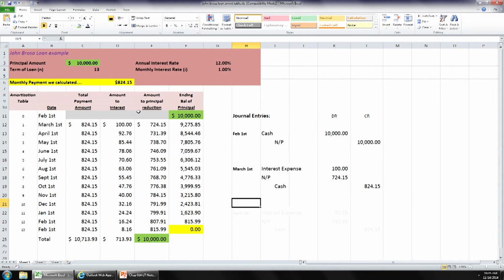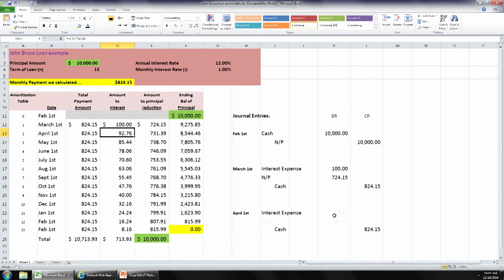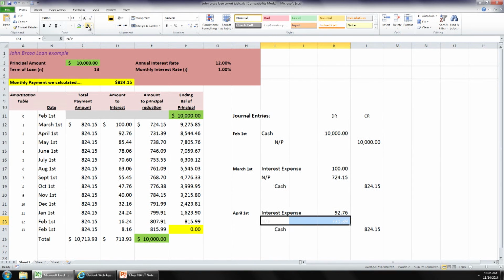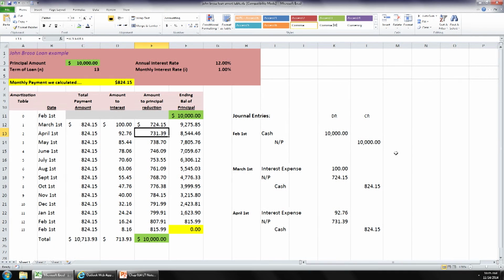Okay, let's go back. Can we make the journal entry for April 1st? Let's do one more journal entry. Yeah, we can. Well, our total payment, and again, we're looking at April 1st here, okay? What was our total payment of cash? $824.15. How much of that went to interest expense? $92.76, right? And then the remainder went to principal reduction, $731.39. There it is right there. Cool?